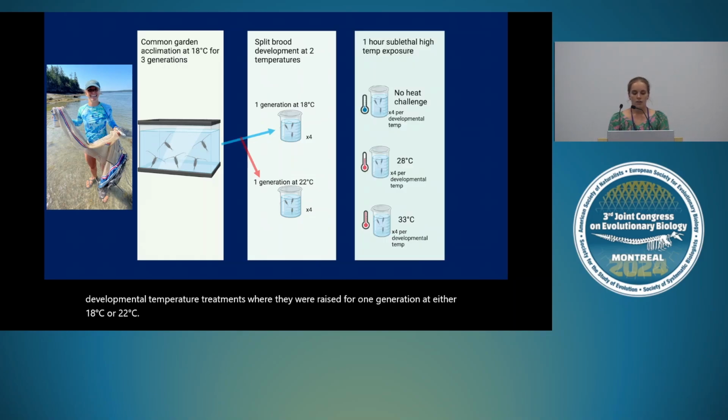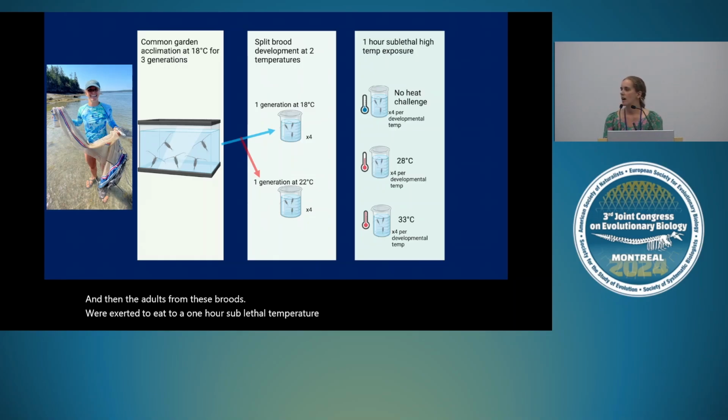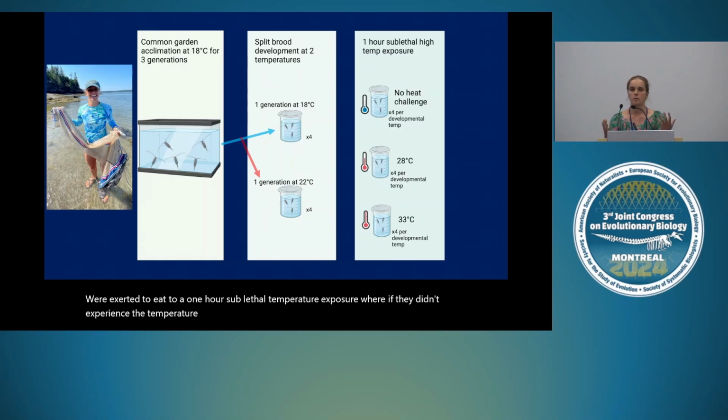And then the adults from these broods were exposed to a 1-hour sublethal temperature exposure, where if they didn't experience the temperature exposure, they just remained at their developmental temperatures for an hour. And if they did go through that sublethal temperature exposure, they either went through it at 28 degrees Celsius for an hour or 33 degrees Celsius for an hour.